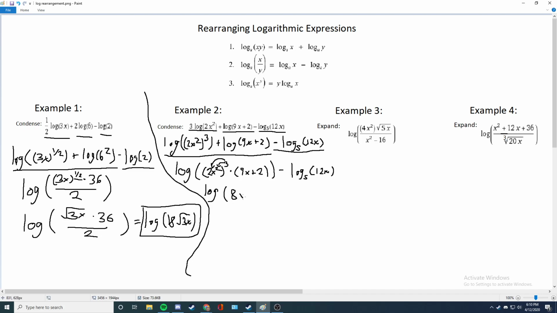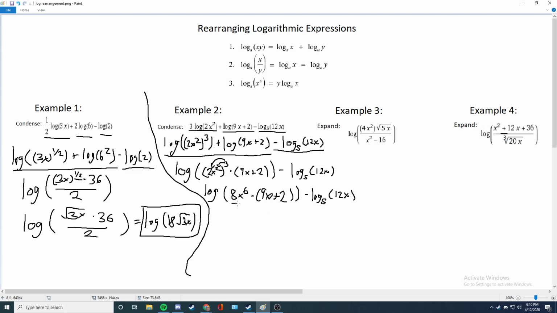x squared to the 3rd power is really x to the 2 times 3 power, which we can rewrite as x to the 6th. I'll write that a little prettier. 8x to the 6th. And this is still times that 9x plus 2 from earlier, minus the log base 5 of 12x.